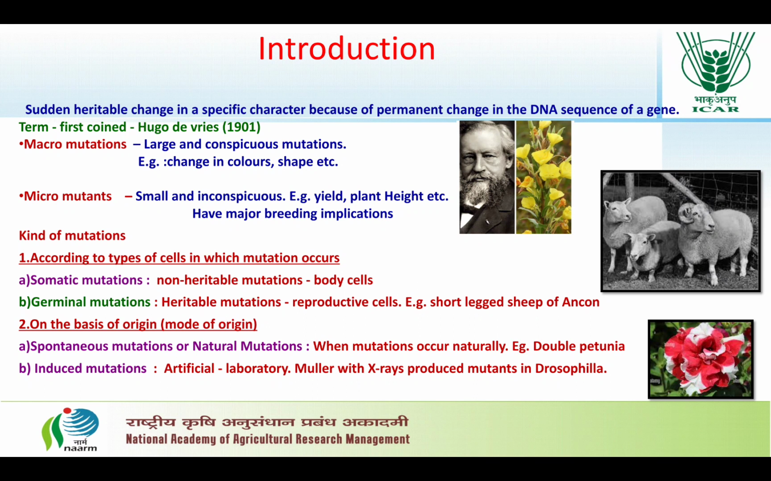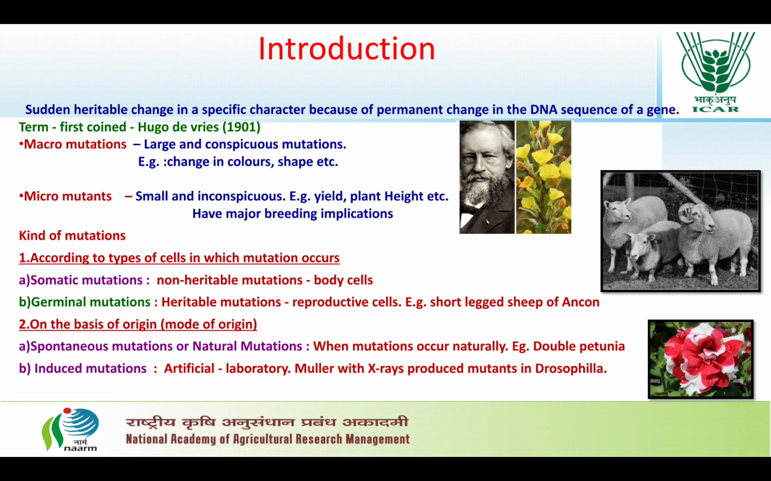So the topic for today's discussion is mutation in crop improvement. Mutation is nothing but a sudden heritable change in a specific character because of a permanent change in the DNA sequence of a gene. This term was coined by Hugo de Vries in 1901. He described two different types, that is macro mutations and micro mutations. Macro mutations occur largely in qualitative characters, for example change in color, shape, etc. And micro mutations are specifically in biometrical traits, that is yield and related traits, mainly quantitative traits. So this plays a major role in plant breeding implications.